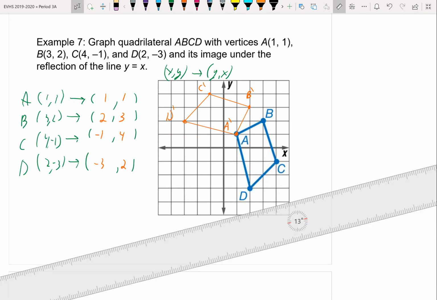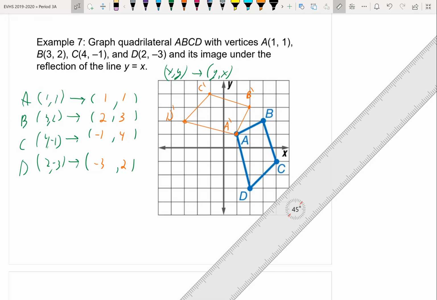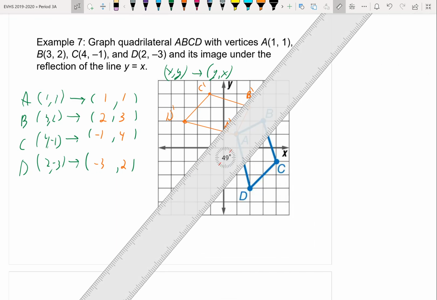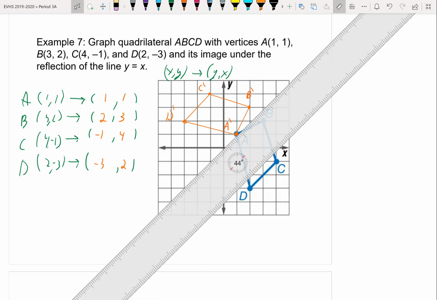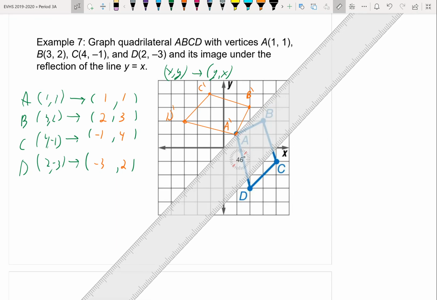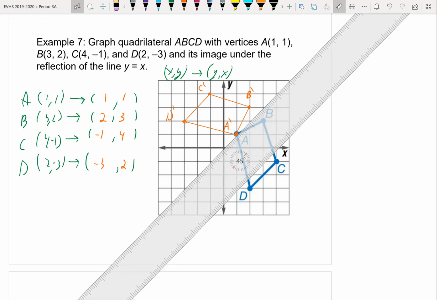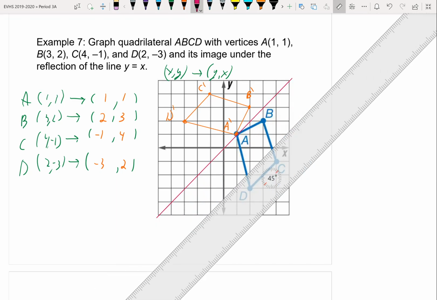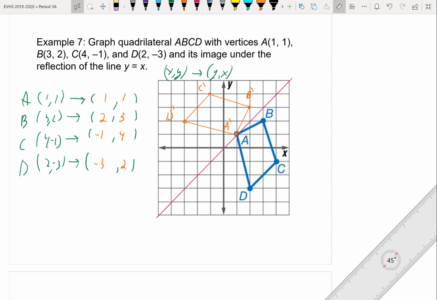Now, at first glance, it's not as easy to see that this one actually is the real reflection of it. It also is kind of curious why A prime ended up being the exact same coordinates as A. Well, remember, this is the line y equals x. That's the line that has a y-intercept of 0 and a slope of 1. And so this is our reflection line. So now that I draw that in there, I can see exactly why A and A prime had to be the exact same point, because they're directly on the line of reflection.